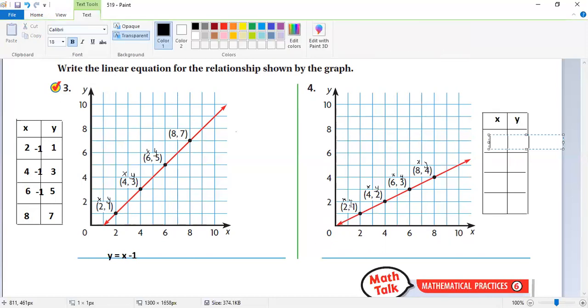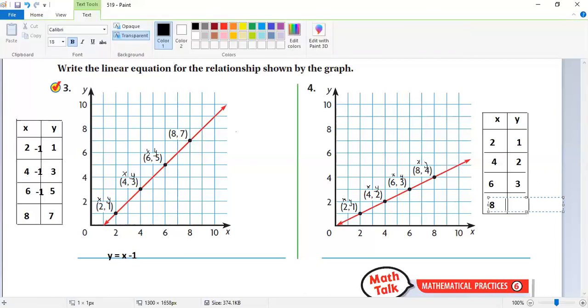So when x was 2, y was 1. And then when x is 4, y is 2, right? So write down the values. When x is 6, y is 3. And when x is 8, y is 4.